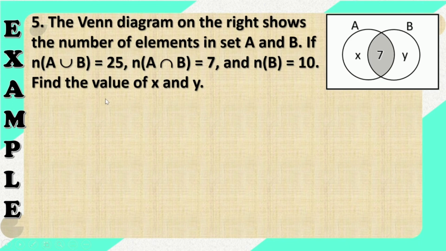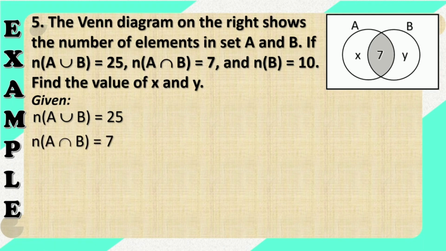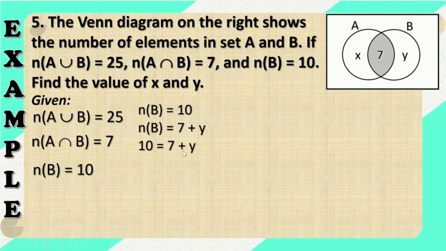Example number 5. The Venn diagram on the right shows the number of elements in set A and B. If the cardinality of A union B is 25 and the cardinality of A intersection B is 7 and the cardinality of set B is 10, find the value of X and Y. So, una nating isosolve yung value ng Y. Since the cardinality of set B is 10, at kung titignan natin sa Venn diagram, ang set B is 7 plus Y. And the cardinality of set B is 10, so we have 10 equals 7 plus Y.